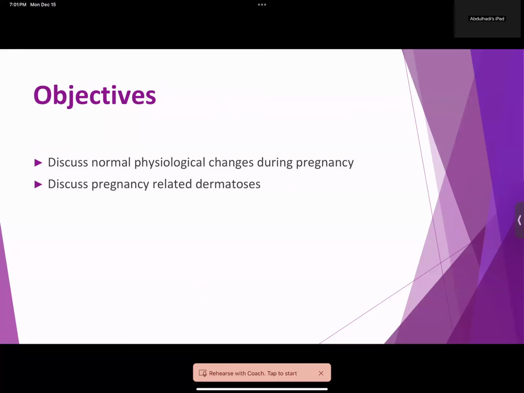I don't have any conflict of interest, and the objective is to discuss normal physiological changes in the skin that happen during pregnancy, and then the pregnancy-related dermatoses, which are 4 diseases. I need you to know the high yield about each one of them because they usually come on the exam. Definitely, you can't go to a dermatology board exam without at least one question on pregnancy dermatoses.